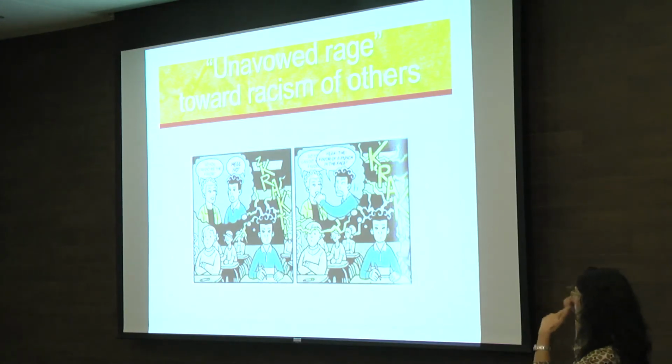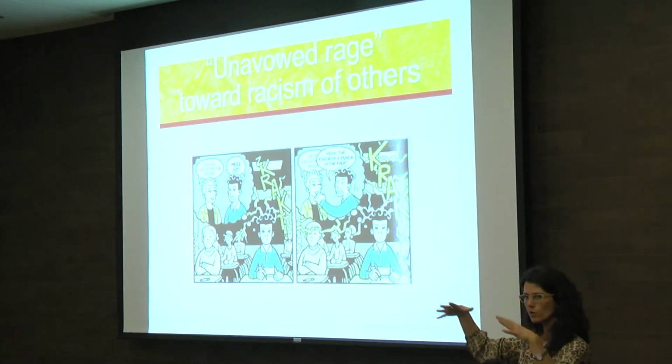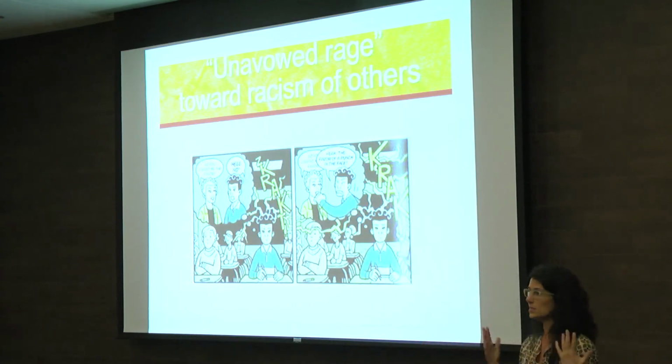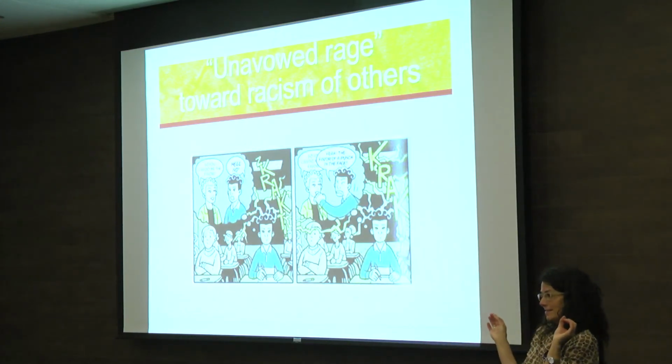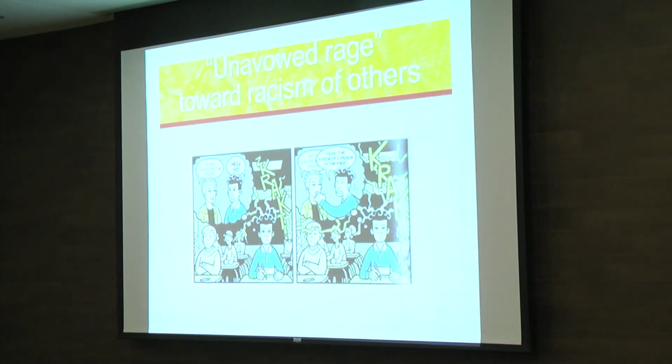And what you see in Jin's mind, all of these are thought bubbles, is his rage just grows and grows and grows. But as it grows, the last panel is him not saying anything. So this unavowed rage just mounts. Right?